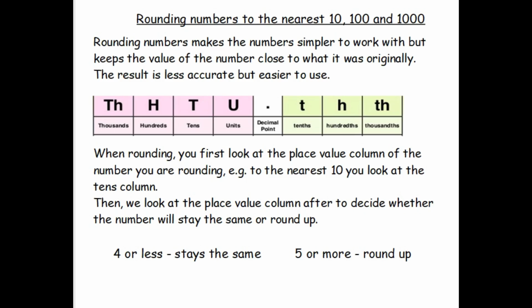And we use these following rules. If the number is 4 or less, it stays the same. If it is 5 or more, because 5 is halfway, we round up. Okay, so 4 or less stays the same, 5 or more round up. And we are going to use these rules in a few examples now.